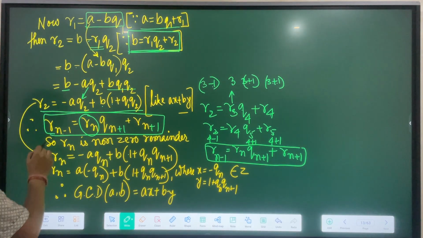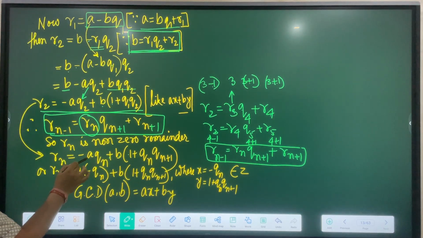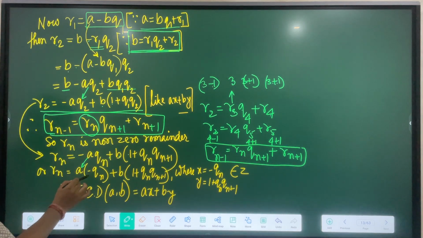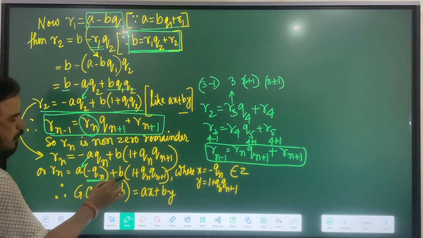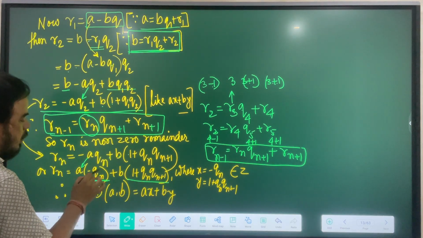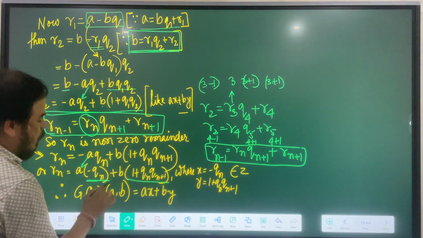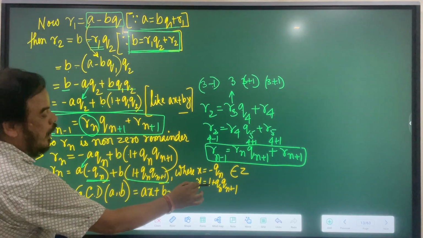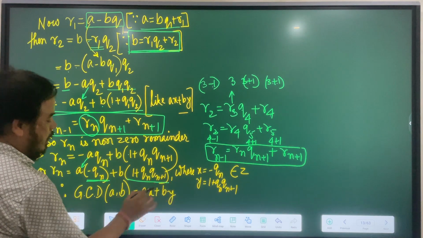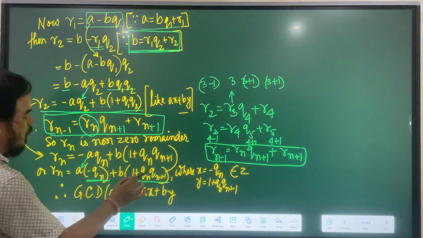This is the condition, this is the term I have written again here. So Rn is equal to, this A I have taken separately, minus Qn taken inside. B, this one keeping as it is. This one is taken as Ax plus By. What is x? x equals minus Qn. What is y? 1 plus Qn, Qn plus 1. So GCD of A, B equals Ax plus By.